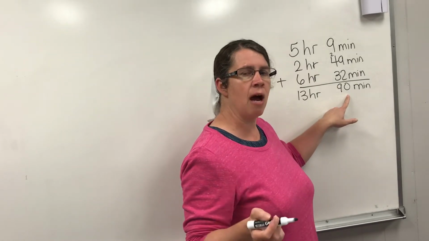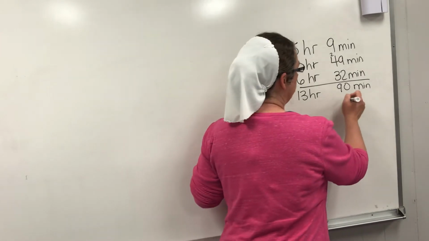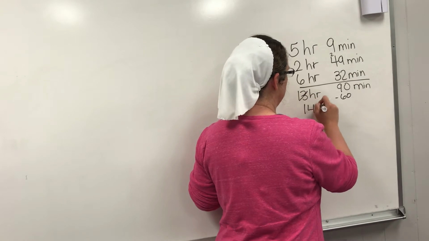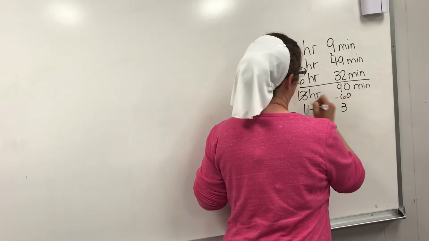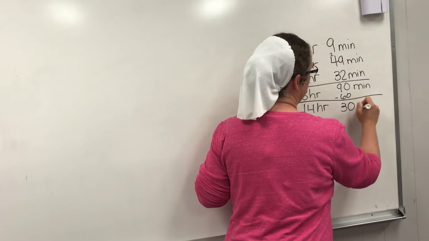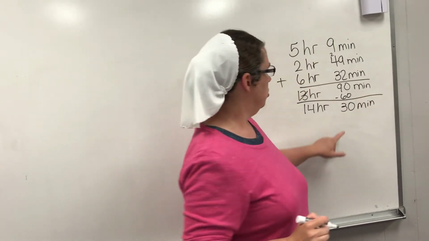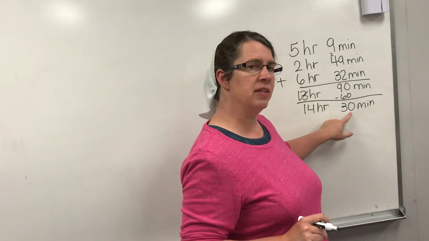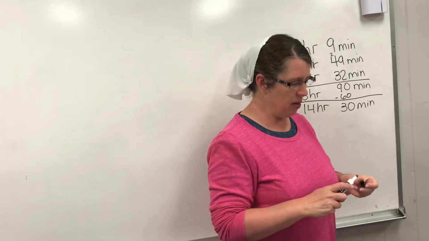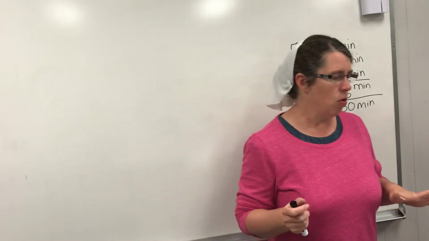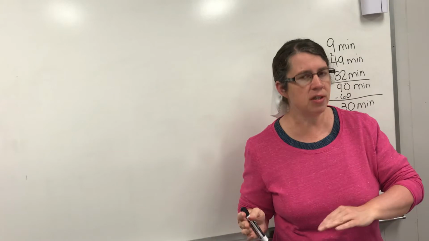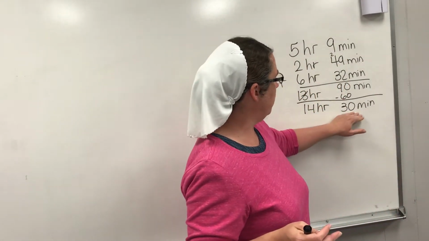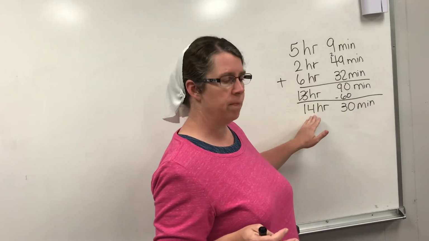How many minutes are in an hour? 60. So we took 60 away from this, and we added 1 to this, and so we've got 30 minutes left over. So we took minutes off of here and added it over here, and we don't want more than 60 minutes on this. Same thing when you have ounces and pounds. If you have more than 16 ounces on the right side, take it off of here and add it to pounds over here, okay?